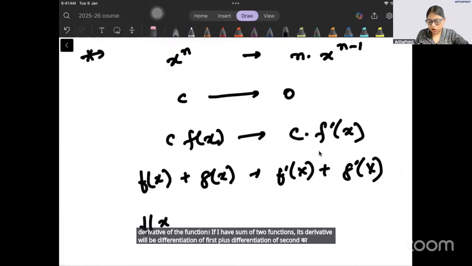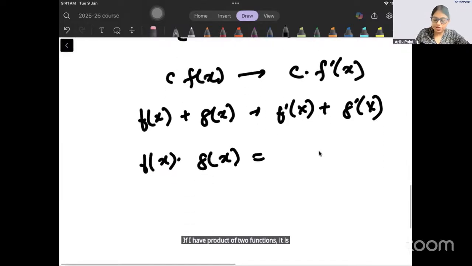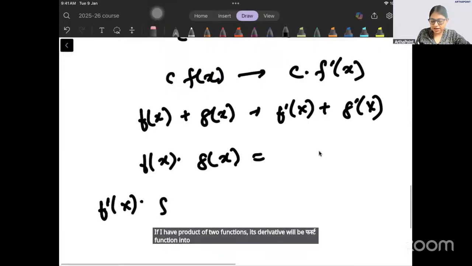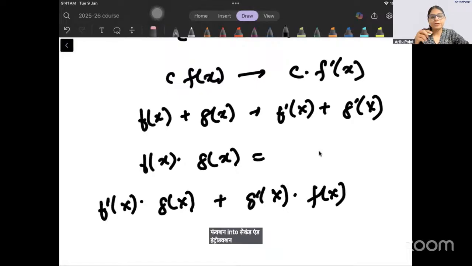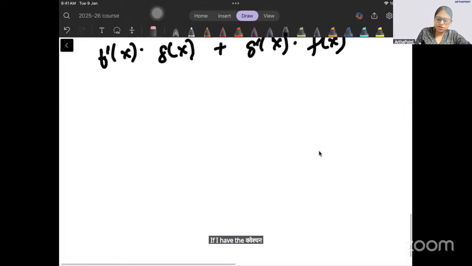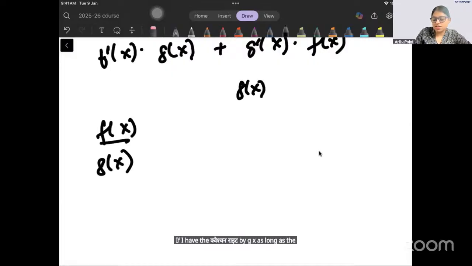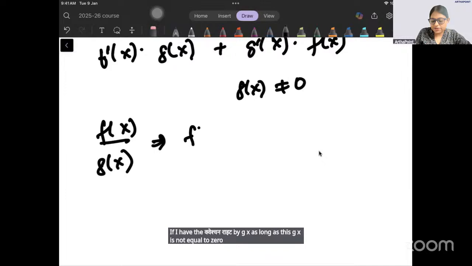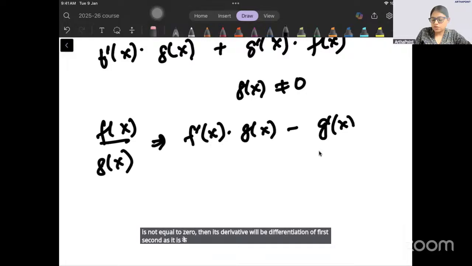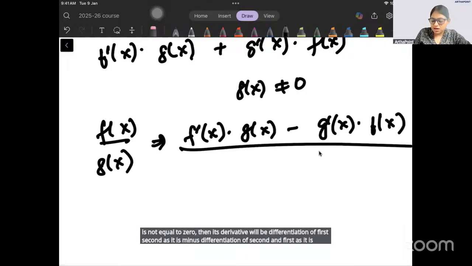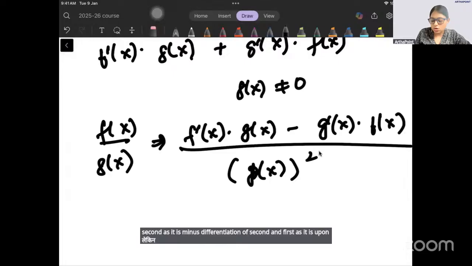If I have the product of two functions, its derivative will be first function into derivative of second plus second function into derivative of first. If I have the quotient, f(x) by g(x), as long as g(x) is not equal to 0, then its derivative will be differentiation of first into second as it is, minus differentiation of second into first as it is, upon second whole square.